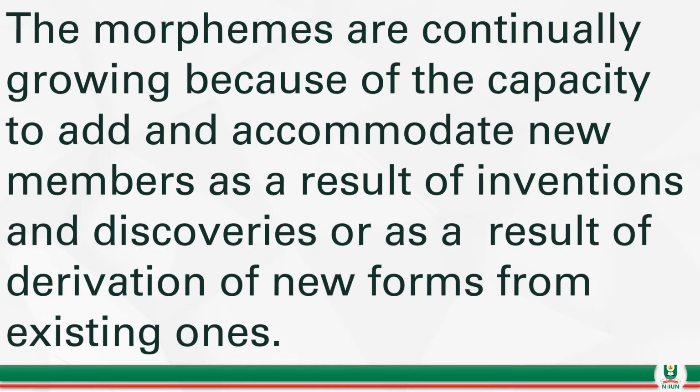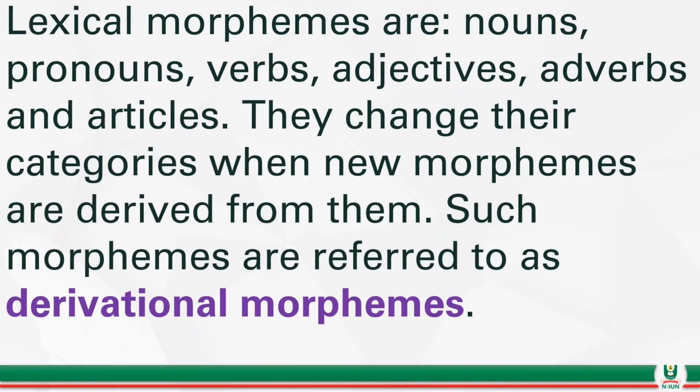So the morphemes are continually growing. These particular lexical morphemes continually grow because of the capacity to accommodate new members as a result of invention, as a result of discoveries, as a result of derivation from existing forms to create new ones. Examples of lexical morphemes are nouns, names. For example, we know that nouns are naming words.